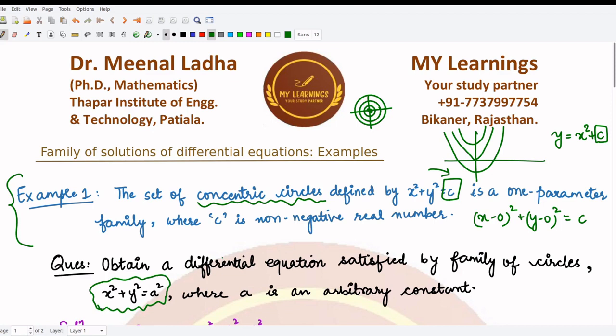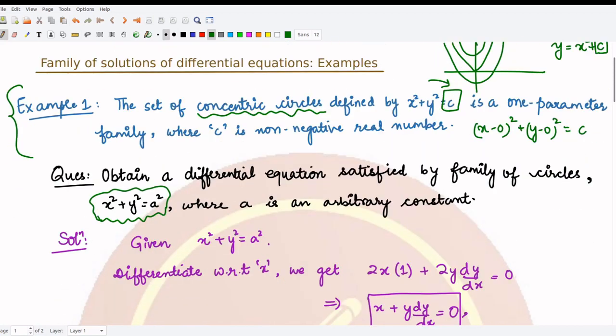So let's have a look at this kind of problem and see how we proceed. For this, we write our given family of curves as x square plus y square is equal to a square. Now using this, we want to eliminate a from our equation. This can clearly be done if we differentiate this normal equation, not differential equation. So we differentiate with respect to x.